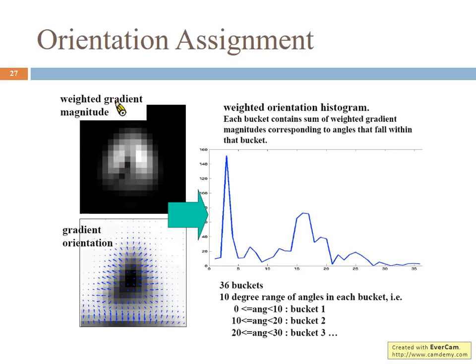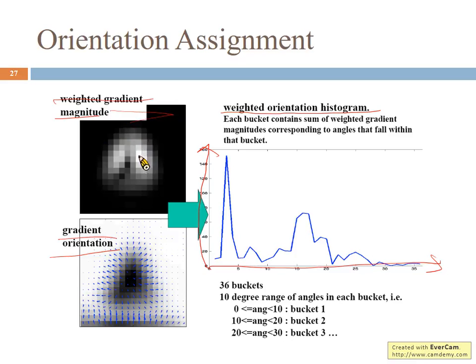And based on the weighted gradient magnitude and the gradient orientation, we can construct a gradient histogram, a weighted gradient histogram. In this histogram, the x-axis means the gradient orientation. And right now, we quantize the orientation into 36 ranges. And the y-axis means the strength of the gradient corresponding to some specific orientation.